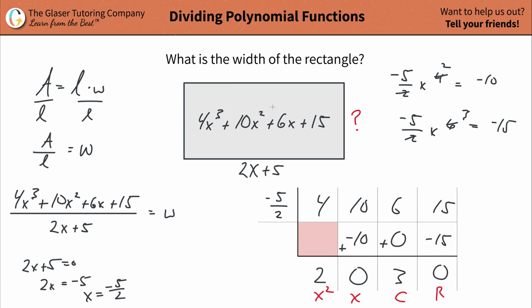So now you can finally write out the quotient. So this should be now 2x squared plus 0x, but 0 times x is nothing, so just skip it, plus then 3. And you have no remainder. Otherwise, it would have been 0 over 2x plus 5, but that's just 0, so who cares? You don't have to write it. So this is the answer. And this, ladies and gentlemen, is the width. And that's all there is to it.